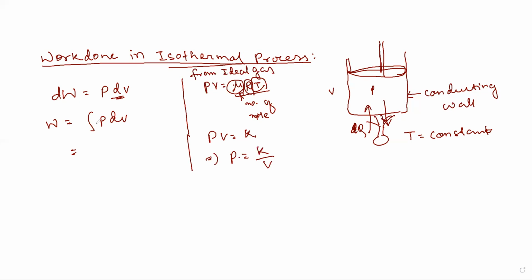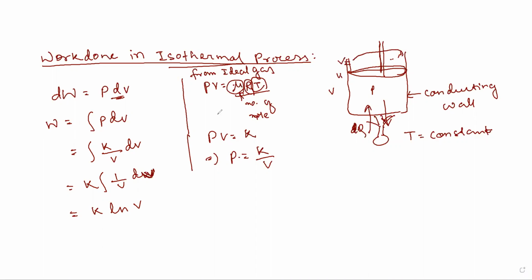So if I replace this P value here, then I'll get K by V dV. K is a constant which I can take outside, then it will be 1 by V dV. So the integration of 1 by V dV is a standard integration, that is 1 by x dx, the integration is ln x. So similarly, here the integration is ln V.